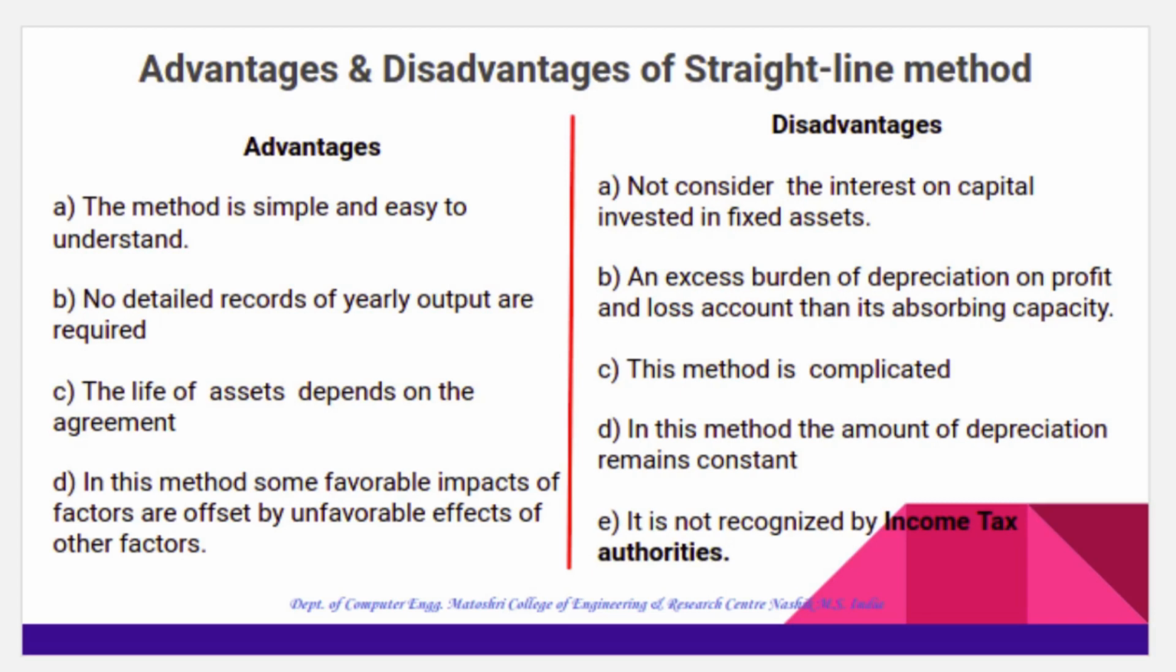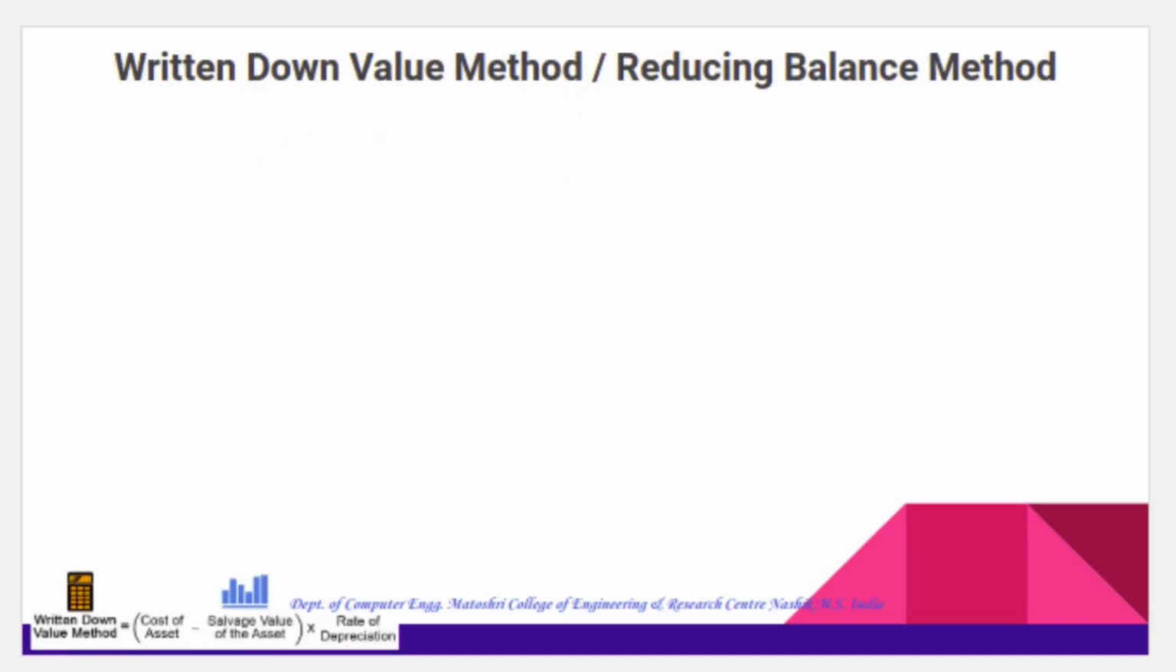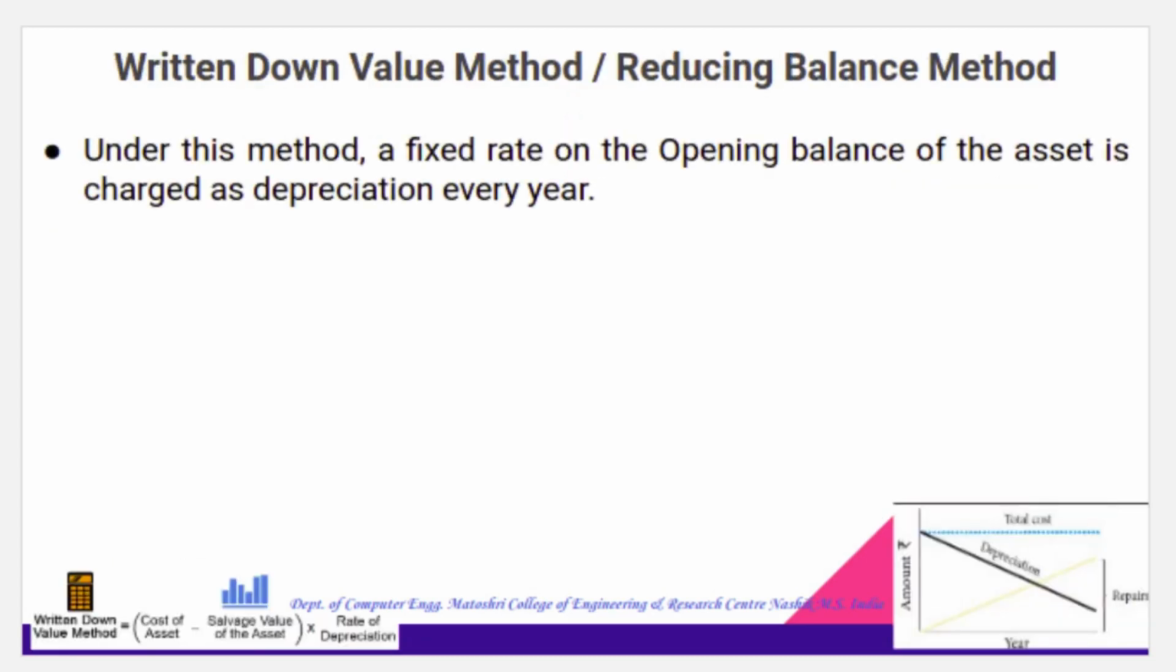Next, we will discuss the reducing balance method. Depreciation under this method is also known as the reducing balance method or diminishing balance method. Under this method, a fixed rate on the opening balance of the asset is charged as depreciation every year. Since a fixed rate of depreciation is applied to the written down value, the amount of depreciation charged every year decreases over the life of the asset.